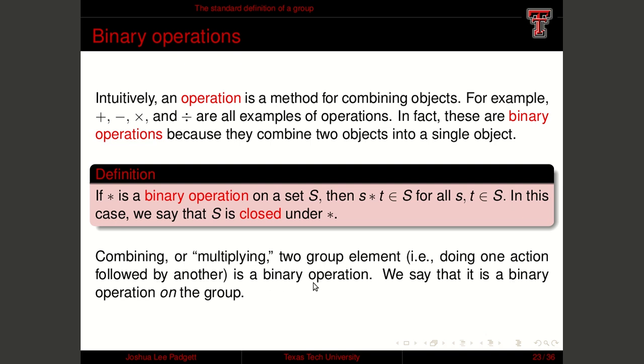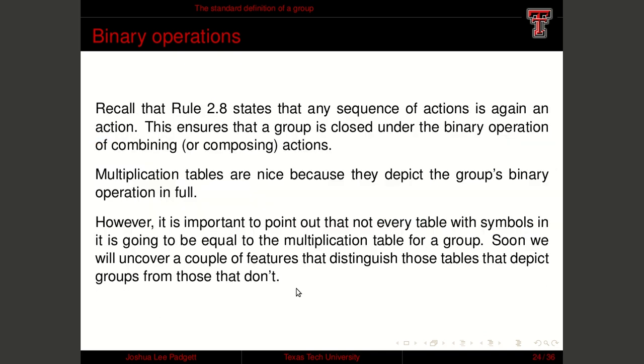The combination of group elements is a binary operation, and we say that it is a binary operation on the group because it's defined on that group. All right. And so from Rule 2.8, which says that any sequence of actions is again an action, we have that the binary operation, which is combining actions or composing actions on a group, is a closed binary action. All right. So we have that the group is closed. And multiplication tables are nice because they fully describe the group's binary action. So there's nothing left to determine because we've shown every possible way of combining two pieces.